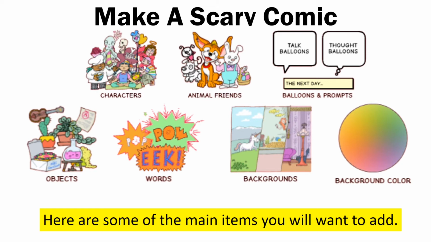So here's some of the main things you might want to add to your comics. There's characters, which are people and aliens and monsters, things like that. There's some animal friends. There's some talk balloons, thought balloons, and prompts. There's some objects like plants and guitars and cakes. There's some words like in comics when it's like eek, pow, pop. You might want to add those to your comics. And then there's backgrounds, or you can just make a background color behind your comic.